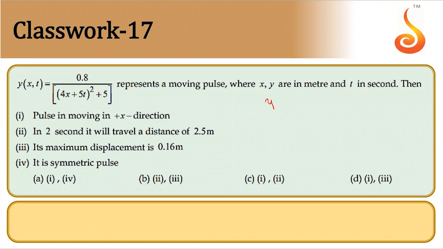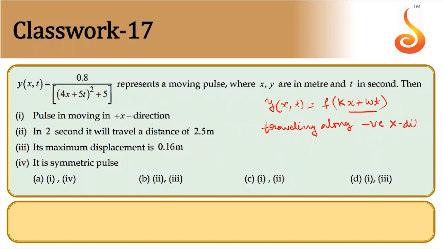See, the standard equation of a pulse should be y of x comma t equals f of (kx plus omega t). So between kx and omega t, if there is a positive sign, then it means it is traveling along negative x direction. It is traveling along negative x direction. So this one is wrong.